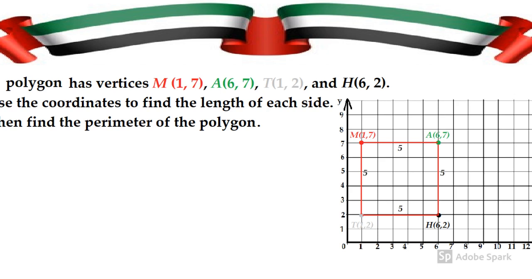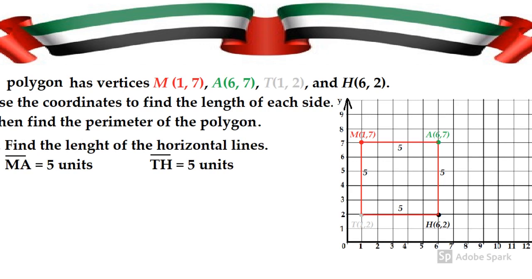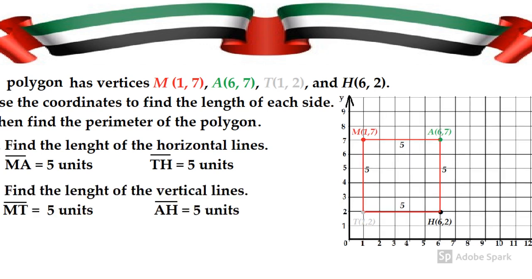Now, let us count how many units each side length has. To find the side lengths of the horizontal lines, which are line segment MA and line segment TH, they are both 5 units. And the vertical lines, line segment MT and line segment AH, are both 5 units also.